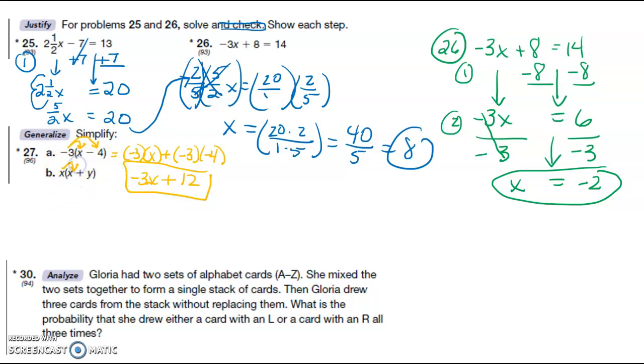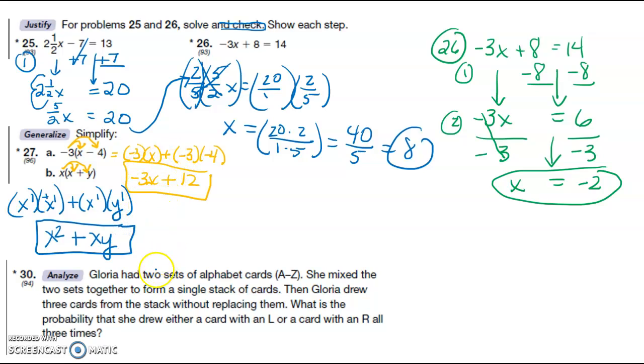B, I'm going to distribute the x. Let me change colors here. Okay. So I have x to the 1 times x to the 1 plus x to the 1 times y to the 1. So when I have the same base, x, it's going to be x to the 1 plus 1, which is x squared. And x and y are different bases, so they just hang out.